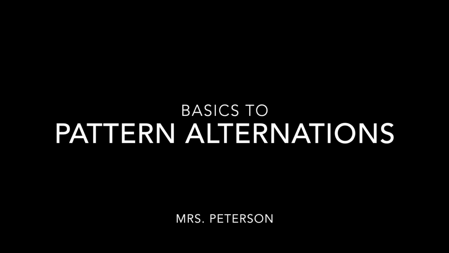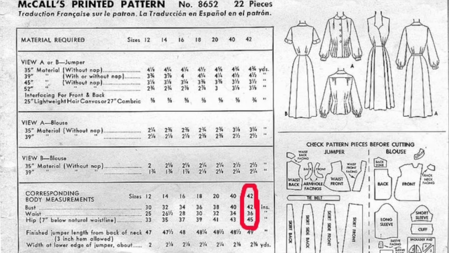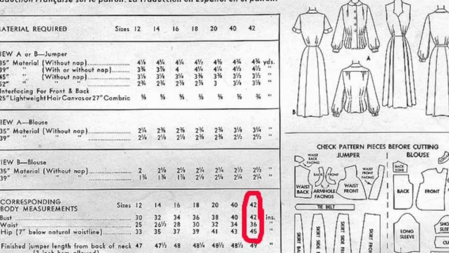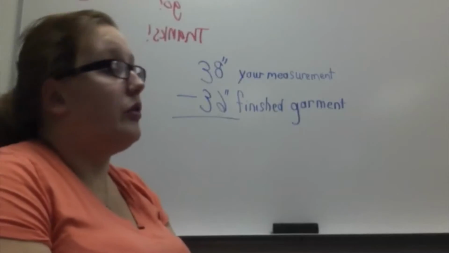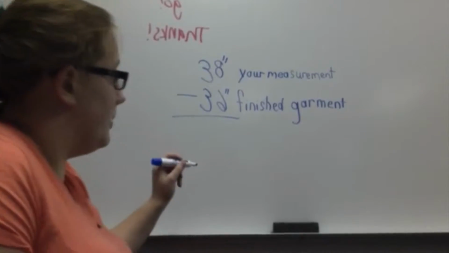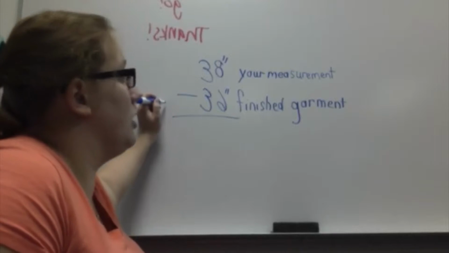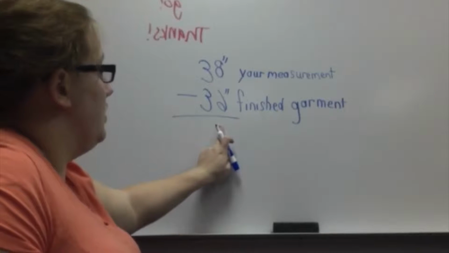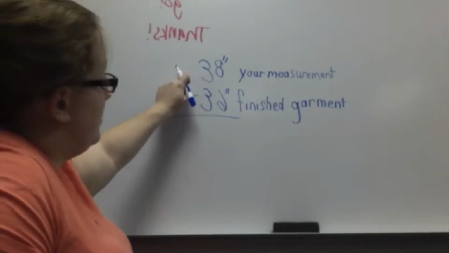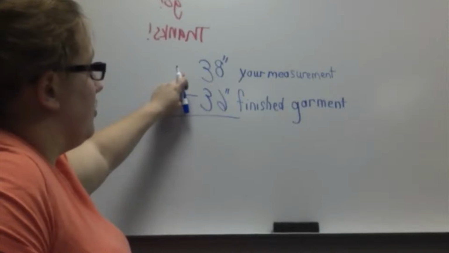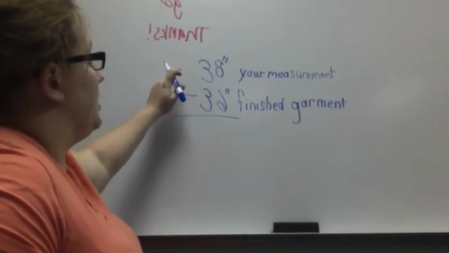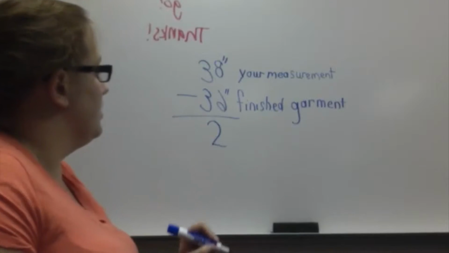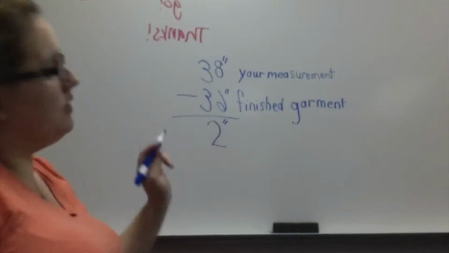Today we are learning how to alter patterns. The first thing to do is to look at the pattern sizes listed and find the measurement closest to yours. So, in order to figure out your garment, you need to look on the pattern for the finished garment size. This pattern said the finished garment was 36 inches. Your measurement is 38. So, in order to figure out how much we need to increase the pattern piece, we need to take 38 minus 36 to get 2 inches that we need to add to the pattern.